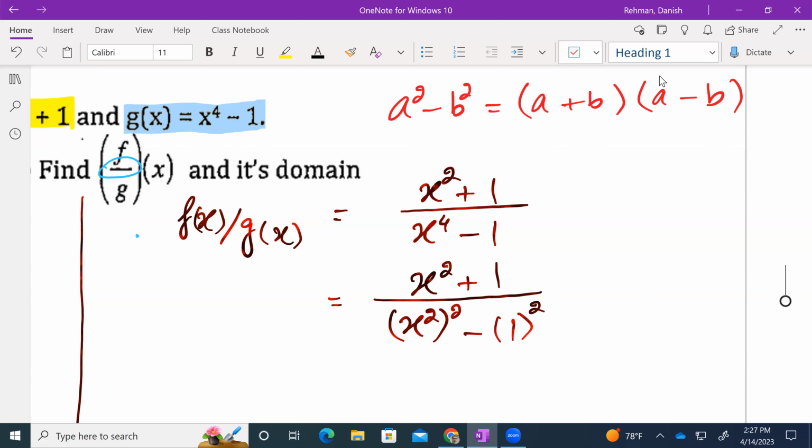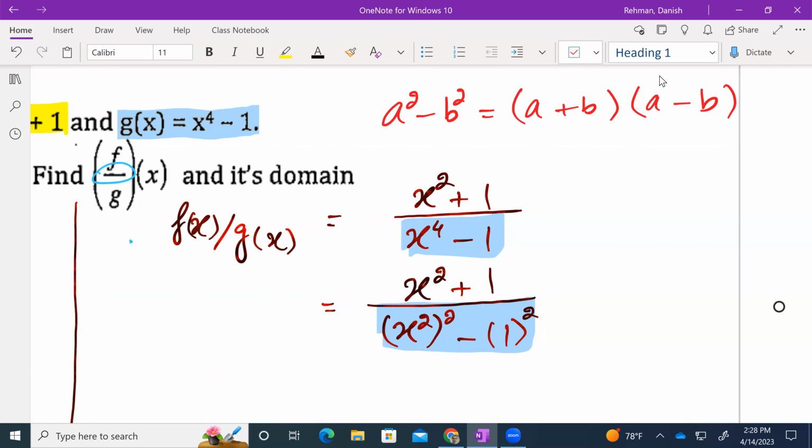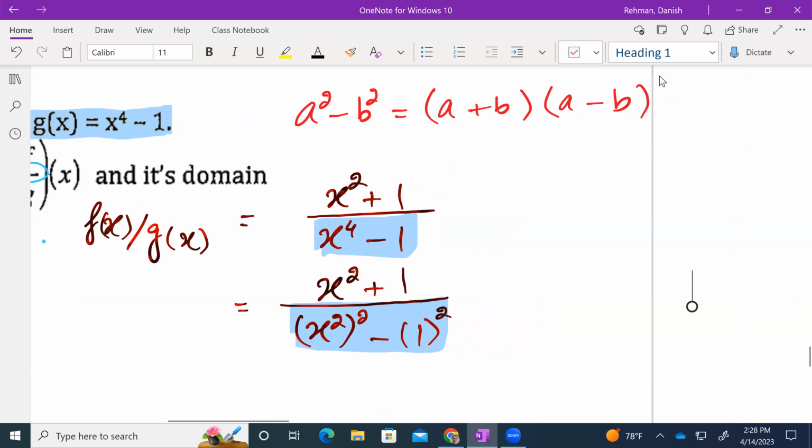Keep it in mind, don't be confused. This term is replaced with this one, because x raised to power 4 is clearly x square squared. We are dividing now. We had the division of the functions. So I took the yellow one, which is f of x, divided by g of x. And with the division, I'm using this red written rule. Whenever you have two squares subtracted, you will use these factors to solve it. So I will now be bringing in these factors.